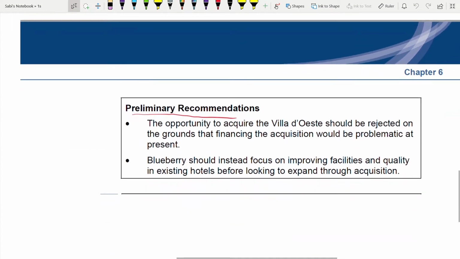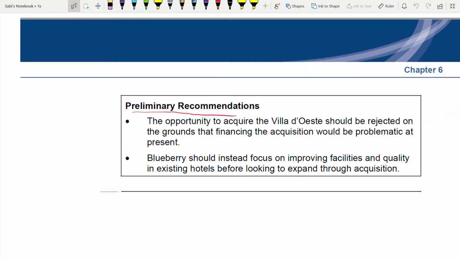Okay. So now preliminary recommendations. What is it? Recommendations means whether you have to accept or go ahead with the acquisition. That's what it means. So the opportunity to acquire should be rejected. Why? Remember, whenever you say should be rejected, don't stop there. You have to say on the grounds of this or that. Why did you reject it? On the grounds of financing that acquisition.